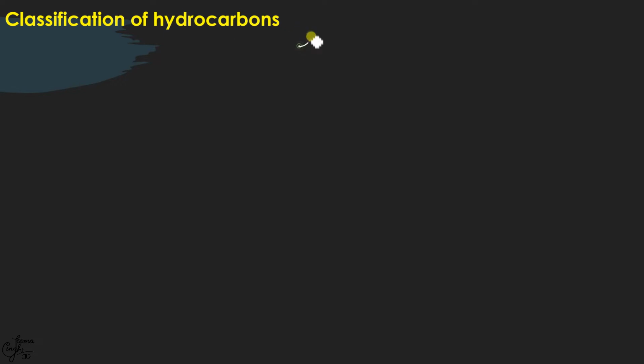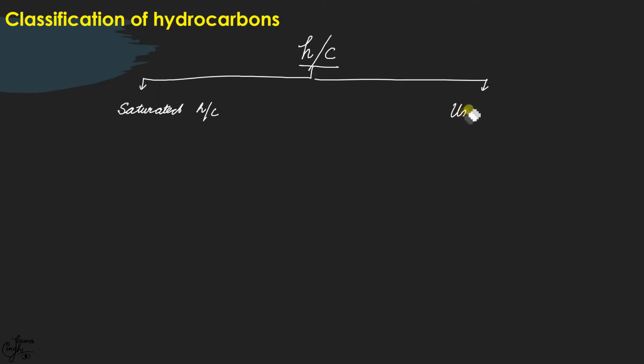I'm going to use the short form H slash C for hydrocarbons. You're not supposed to use this in your board examination. No short forms like H oblique C. Now hydrocarbons can be classified into two types. One called saturated hydrocarbons and the other called unsaturated hydrocarbons.